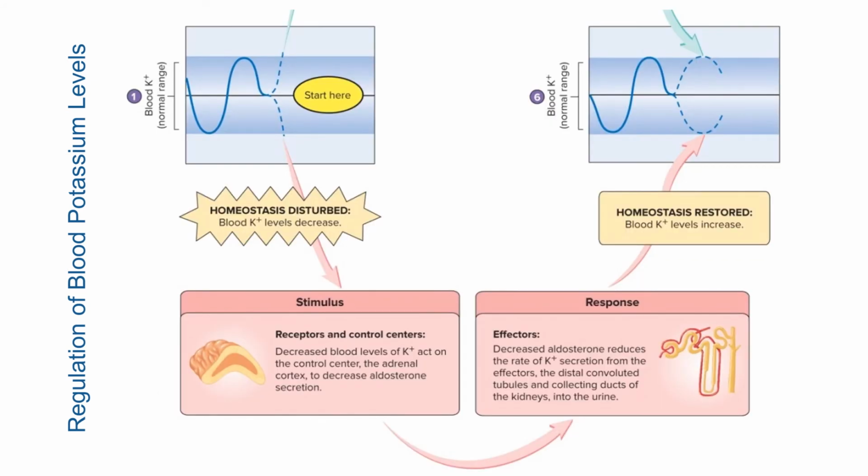So what if the blood potassium levels are decreased? Decreased blood levels of potassium act on the control center and the adrenal cortex to decrease aldosterone secretion. In turn, there is a reduced rate of potassium secretion from the effectors, the distal convoluted tubules and collecting ducts of the kidneys, into the urine, and then blood potassium levels increase or are restored.